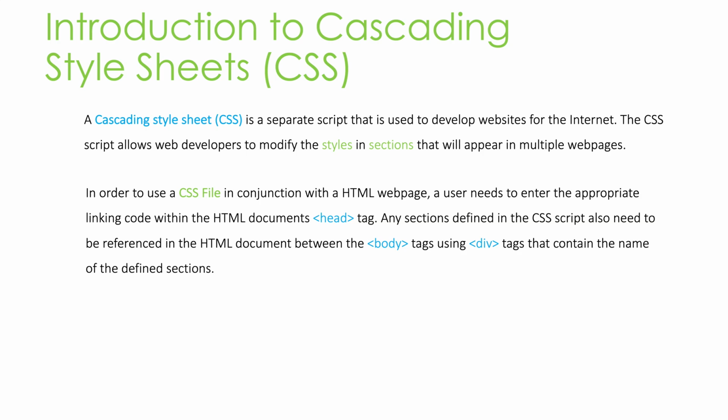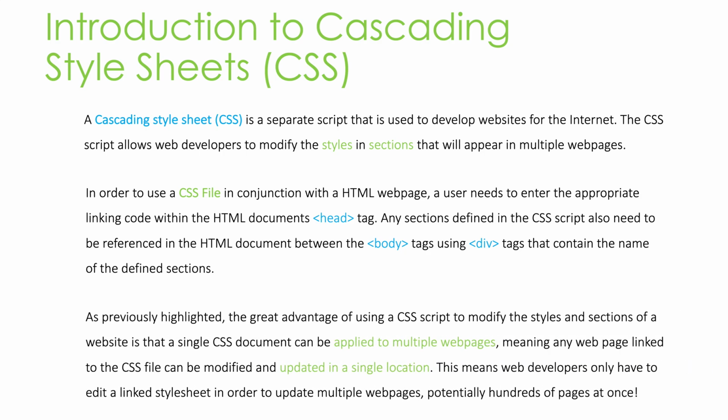So in order to use the CSS file in conjunction with the HTML web page, a user needs to enter the appropriate linking code within the HTML document's head tag. As well, any sections defined within the CSS script also need to be referenced in the HTML document between the body tags using div tags. And the div tags will state the name of the actual sections that you are defining. So it might be a navigation section, a header section. Its name needs to be defined within the HTML document as well.